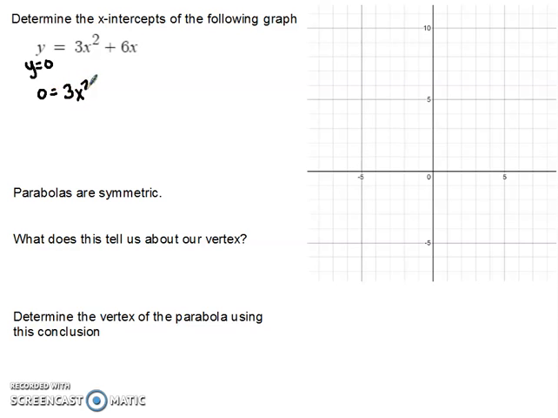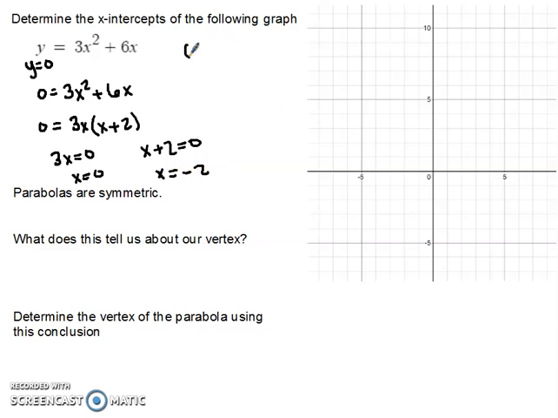I get 3x squared plus 6x. And then to solve, I do need to factor. So I will factor out my GCF, which is 3x, and then I am left with an x plus 2. Solving, I have 3x equals 0, or x plus 2 equals 0, meaning that x is either 0 or negative 2. So I input in y value of 0, and I got two different solutions. Those solutions were x values of 0 and negative 2. So my two x-intercepts are (0, 0) and (negative 2, 0).